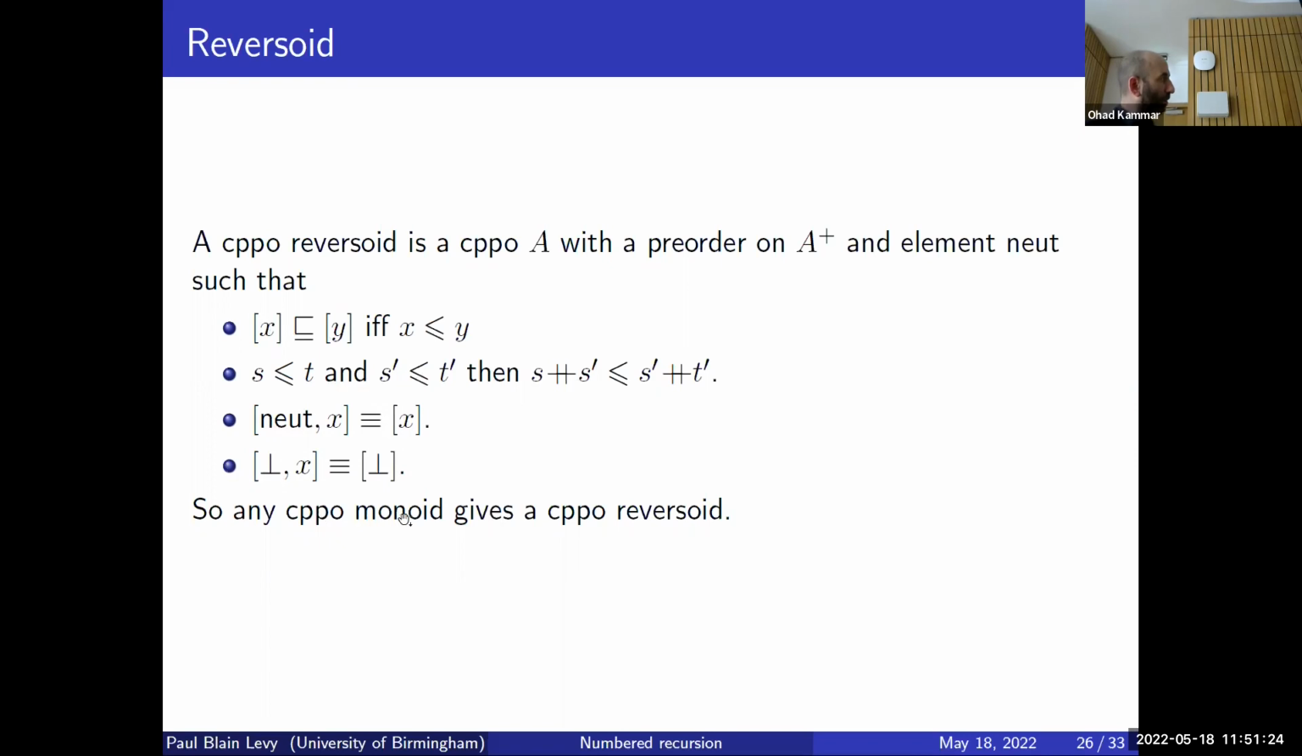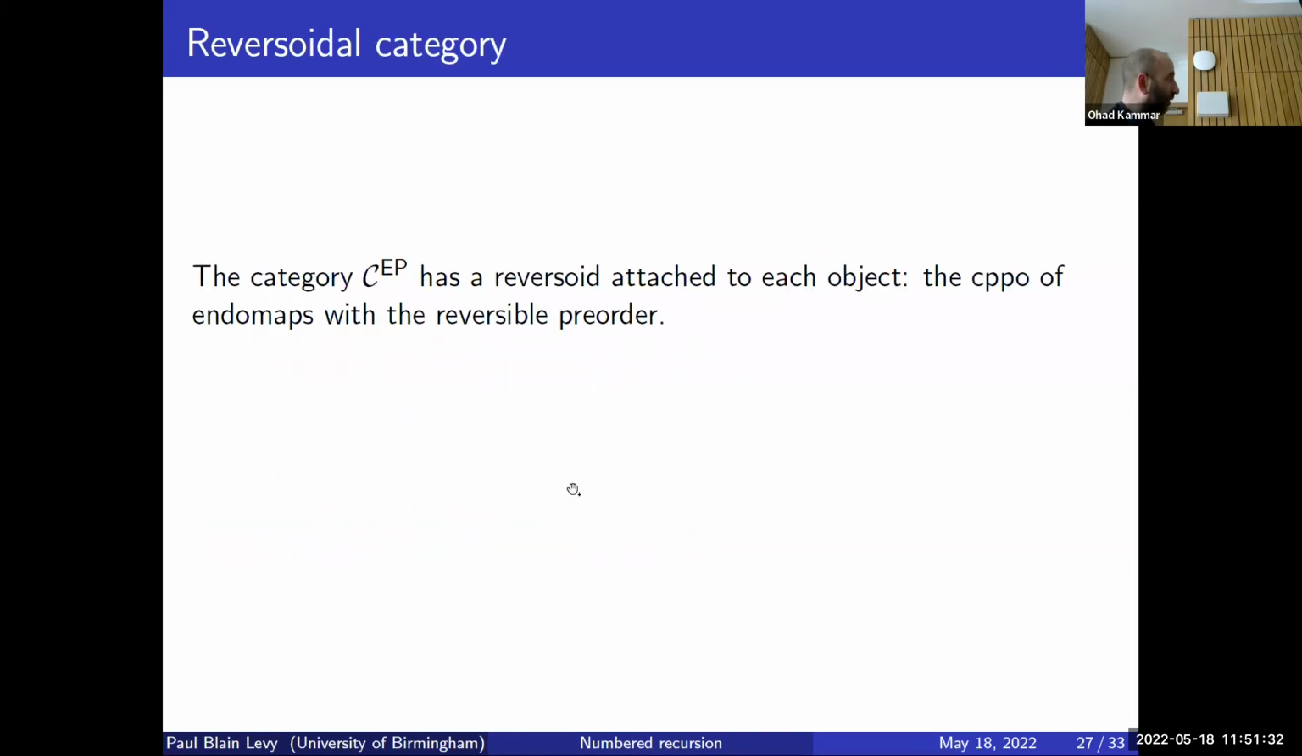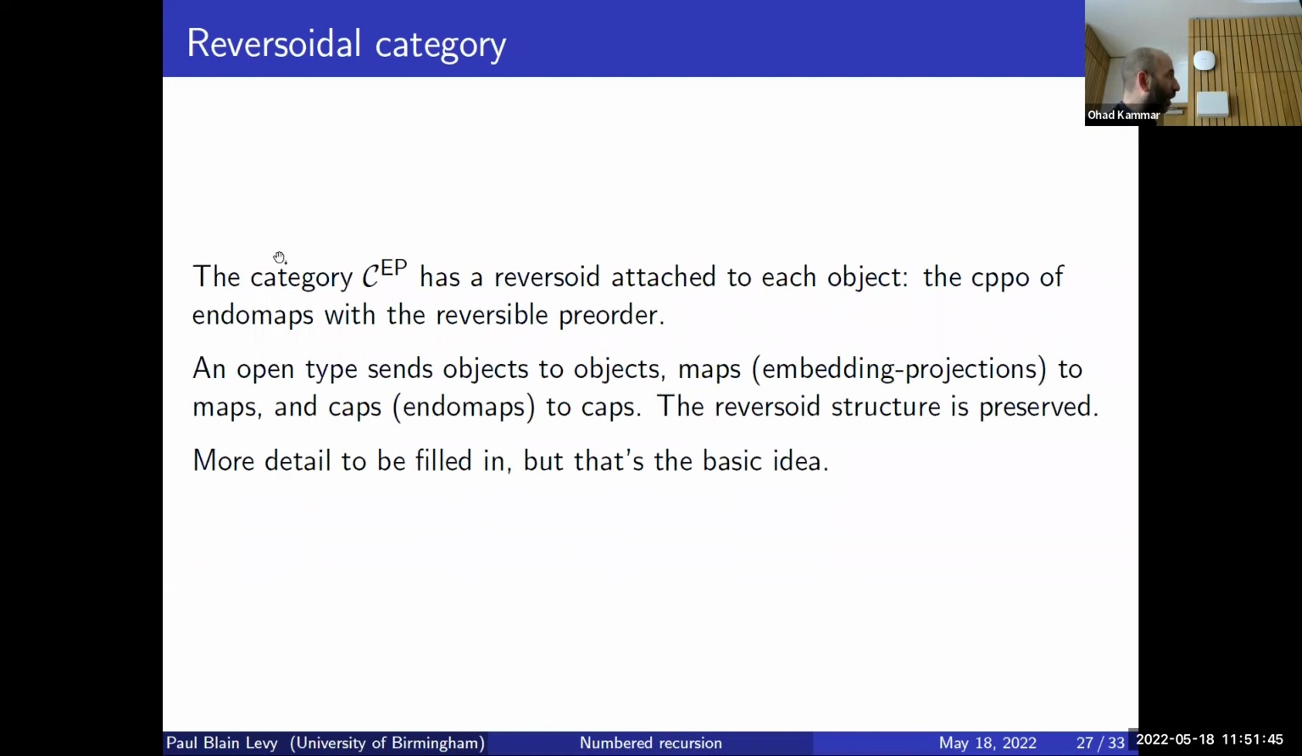So if you've got a CPPO monoid, you can forget the composition and just think about the reversible preorder, that'll give you a CPPO reversoid. So this generally is a way to set up. So this category of CEP is not just a category, you also have this reversoid of endomaps associated with each object. And so what's an open map going to do?